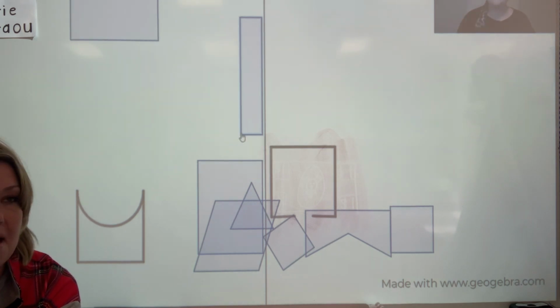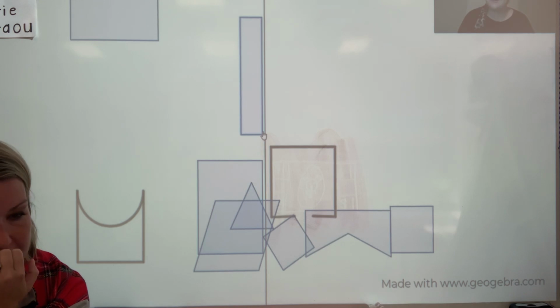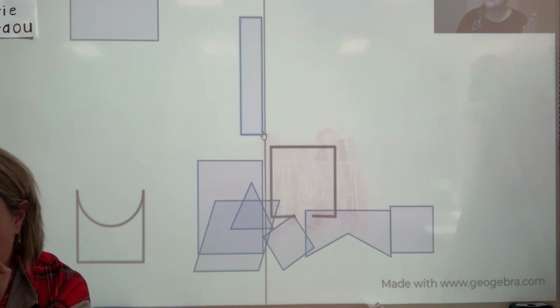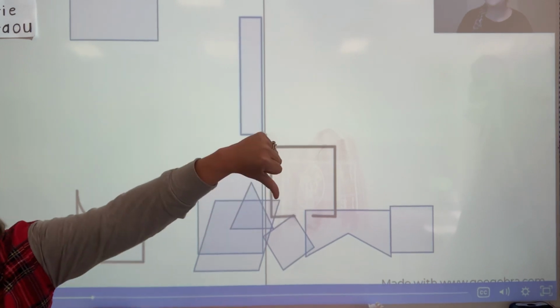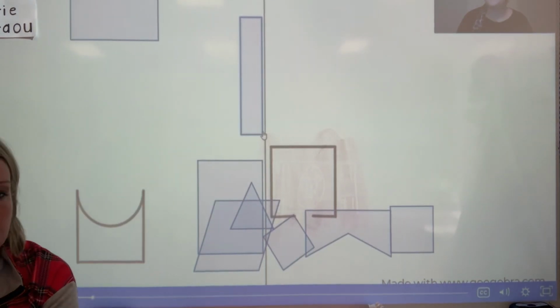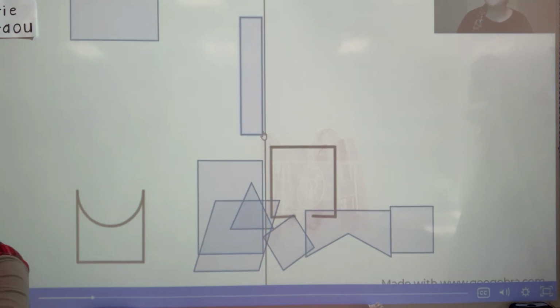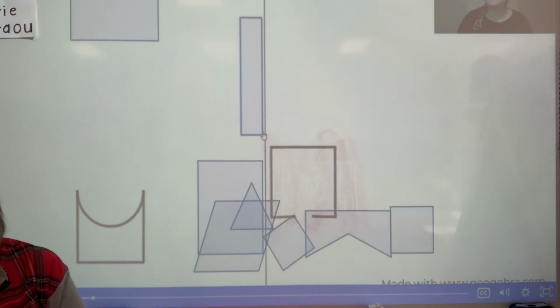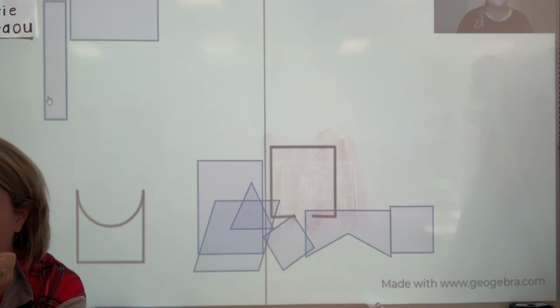Another friend said, I see that it has four sides that are straight lines. So tell me, do you think it is also a rectangle? Yes or no? Thumbs up for yes, thumbs down for no. I see a lot of thumbs up. Let's see. Yes, it's a rectangle as well.